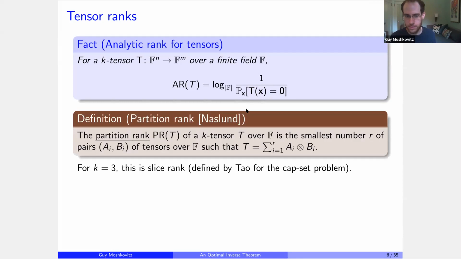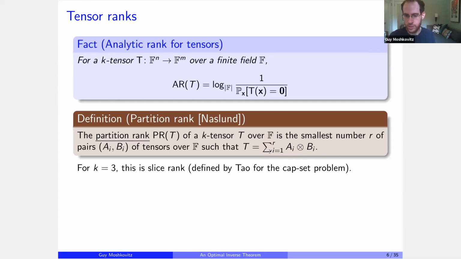Okay, so that's analytic rank. Partition rank is a slightly more refined notion of rank if you have a tensor. When we're talking about a tensor, we can write it as a sum of tensor products of lower order tensors. So again, we want to write T as a sum of a small number of tensor products of A_i and B_i, which are lower order tensors in disjoint sets of variables.